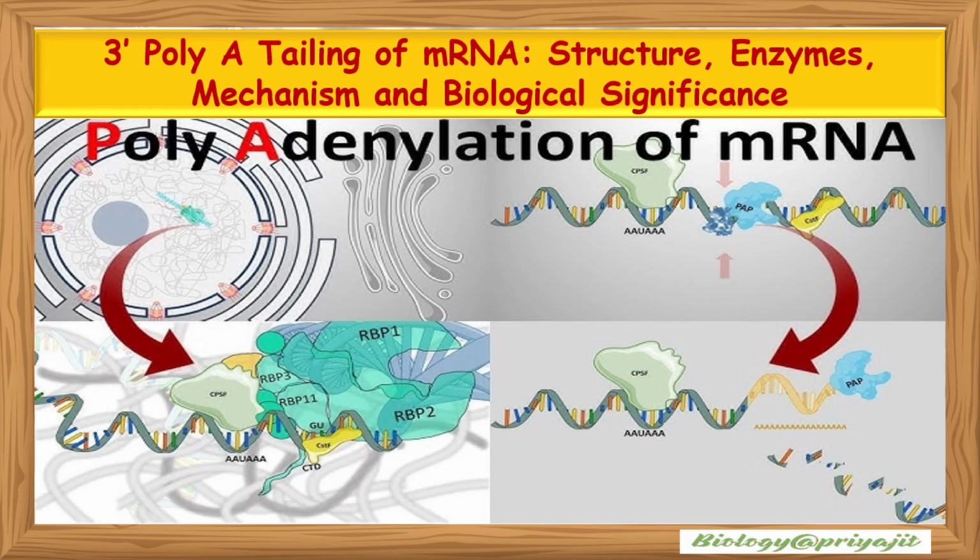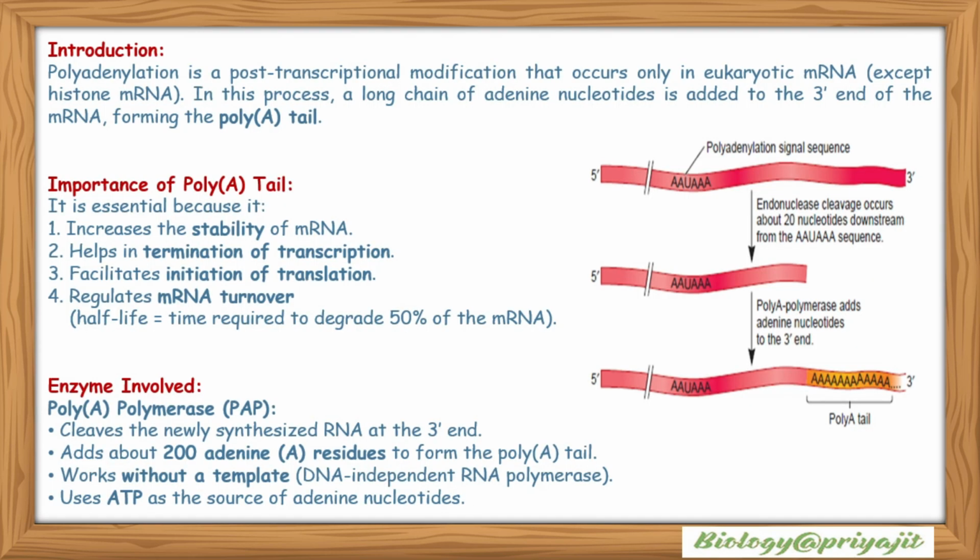Today we will learn about 3' polyadenylation of eukaryotic mRNA, which is an important post-transcriptional modification in which a long chain of adenine nucleotides is added to the 3' end of each mRNA. This poly-A tail increases the stability of mRNA, helps in its transport from the nucleus to the cytoplasm, regulates its lifespan, and plays a crucial role in the initiation of protein synthesis.